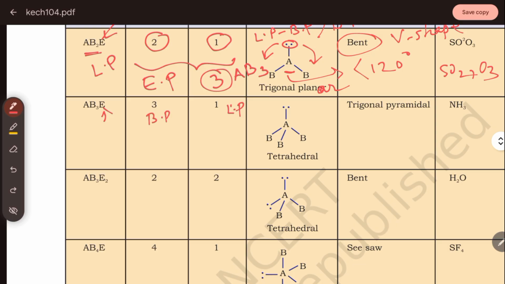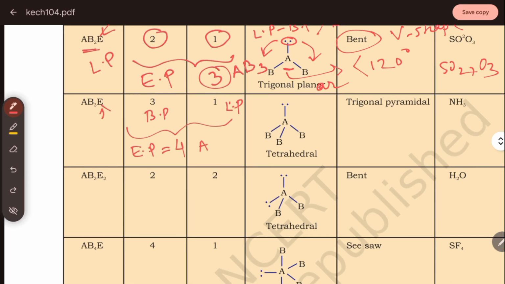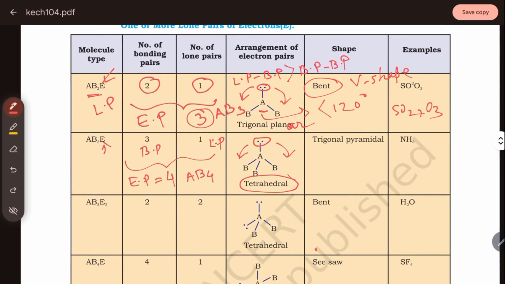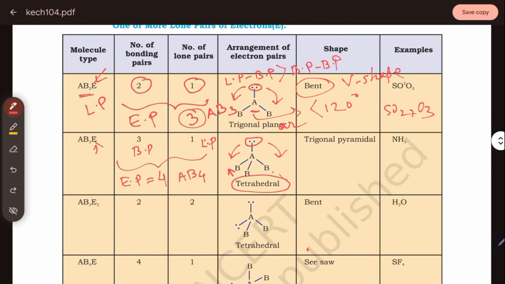Bond pairs are 3. Total electron pairs are how much? 4. So for 4 electron pairs, I will say AB4 type with a lone pair. That's why AB3E is written. So AB4 type means it will have a tetrahedral geometry with a lone pair in one of the positions. Now this lone pair will again exert lone pair bond pair repulsion, which is greater than the bond pair repulsion. So this will not be a tetrahedral, but it will be a distorted tetrahedral.